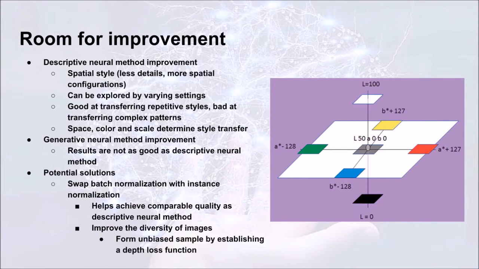In practice, the results produced by the generative neural methods are often not as good as the descriptive neural method. To help generative neural methods achieve comparable quality, we may swap batch normalization with instance normalization, which removes instance-specific contrast information from the content image. Other than instance normalization, we may establish a new loss function to improve the diversity of the stylized images.